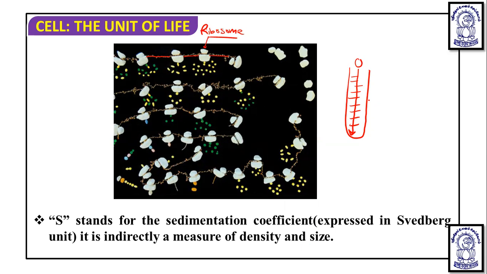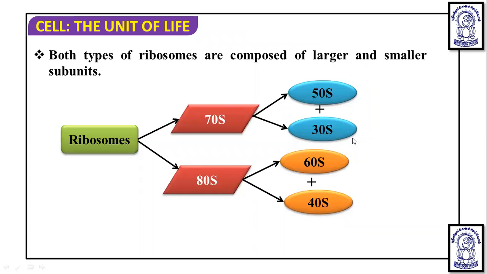Now, one sedimentation coefficient, or one Svedberg unit, is 1 into 10 raised to minus 13 second. This means this much time it takes to settle down. If it is 70S, it will take 70 into 10 raised to minus 13 second. If it is 80S, then 80 into 10 raised to minus 13 second it will take to settle in this capillary tube. So based on this, the sedimentation coefficient is dictated.